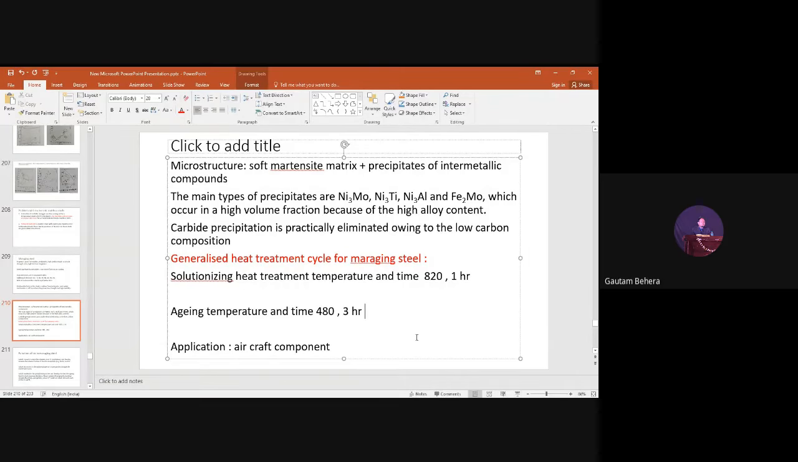Martensite is very hard, basically, but in this steel it is not so hard. It is ductile, so it provides good toughness actually. Here martensite is providing good toughness, and the precipitates provide very high strength. That is precipitation strengthening, right? If you remember, one of the applications is aircraft components. We also use it for defense purposes.